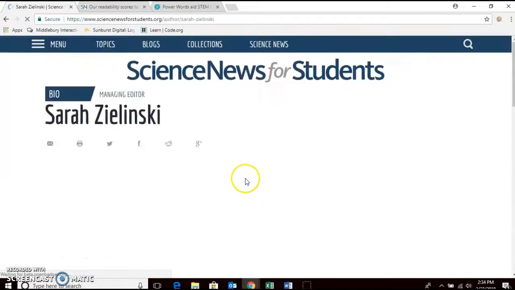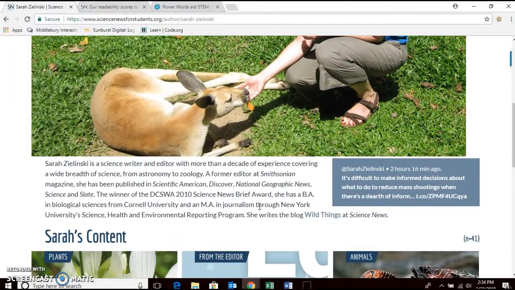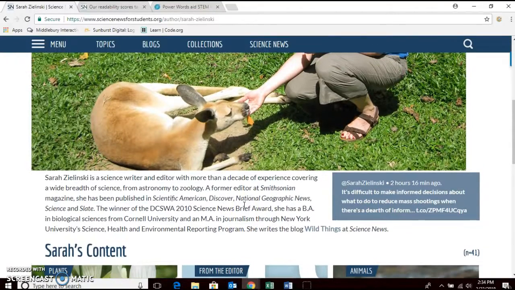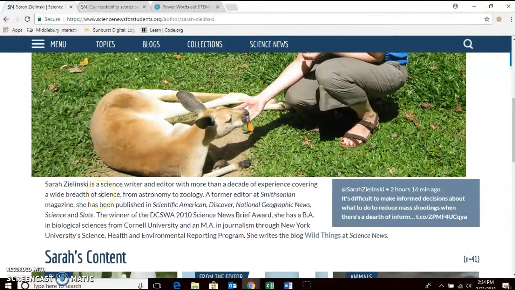Let's look at the managing editor. So we can go in here. The author's credentials aren't given, but it makes me feel comfortable because these editors and writers all have really good credentials. As you can see, this editor has a wide spread of science, astronomy, zoology. She has a lot of experience in there.